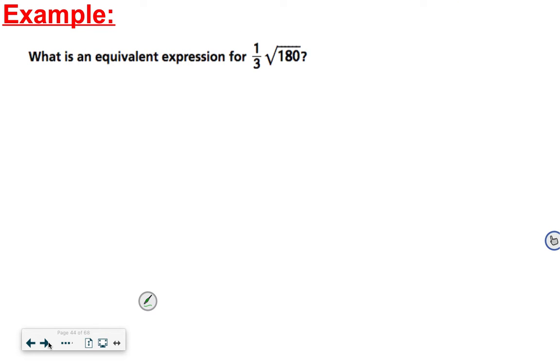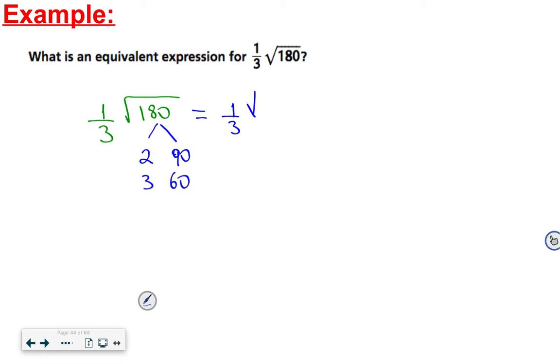What is the equivalent expression for 1/3 radical 180? We are going to use the same idea, ladies and gentlemen. To be able to simplify this expression, you need to get two factors, and one of the factors must be the greatest perfect square. 1/3, and what are the factors of 180? There are a couple of factors, of course. For example, 2 times 90, 3 times 60, right?